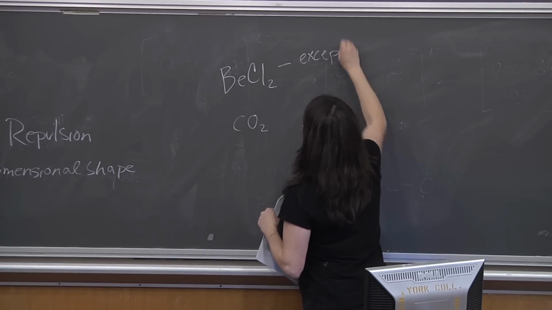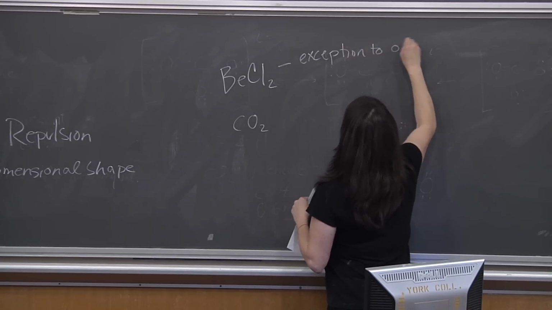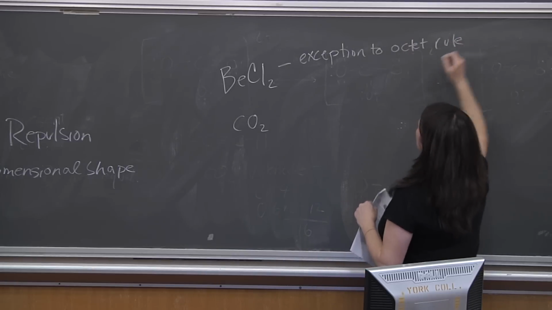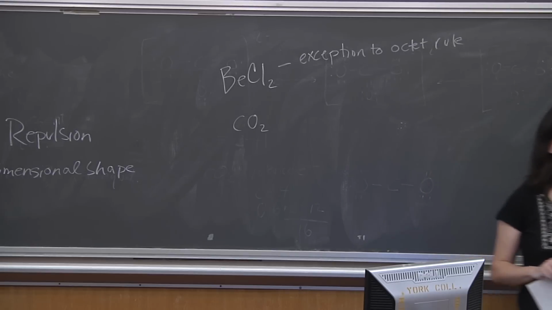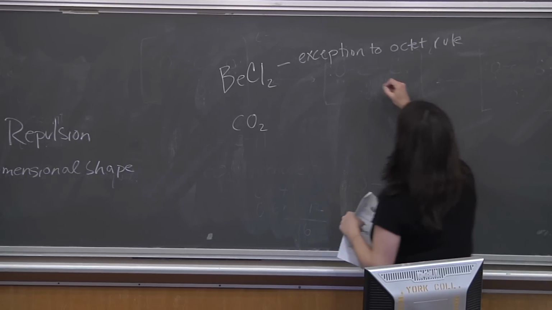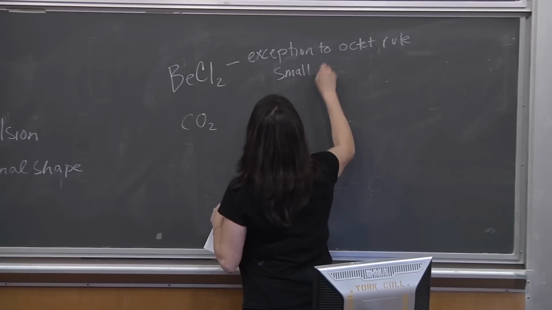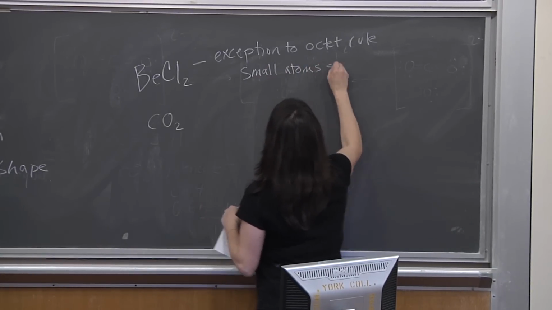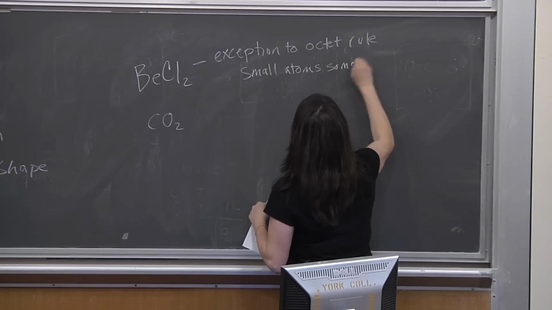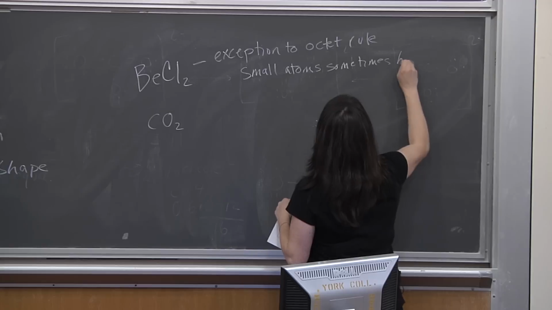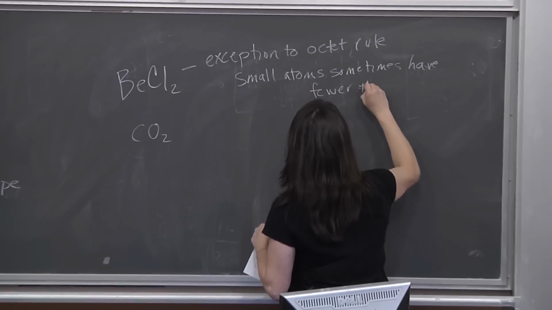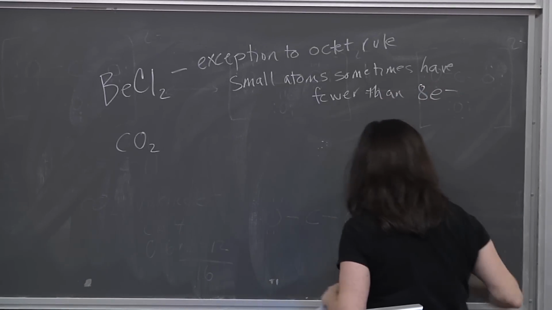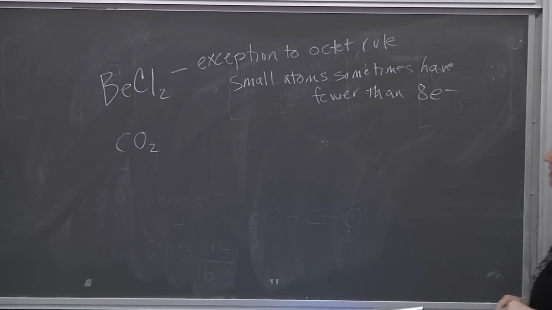Exceptions to the octet rule. This is an exception to the octet rule. There's two categories of exceptions to the octet rule. Small atoms can sometimes be in a dot structure with fewer than 8 electrons. So small atoms sometimes have fewer than 8 electrons.